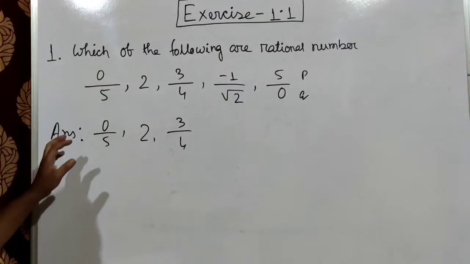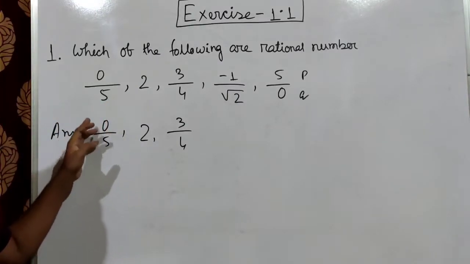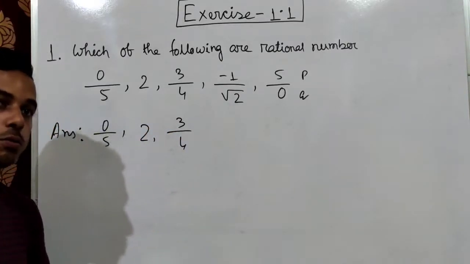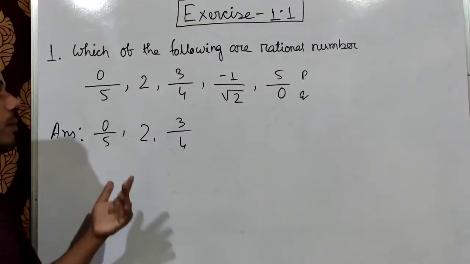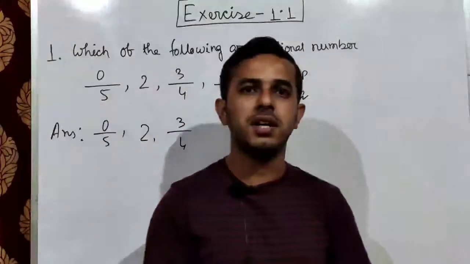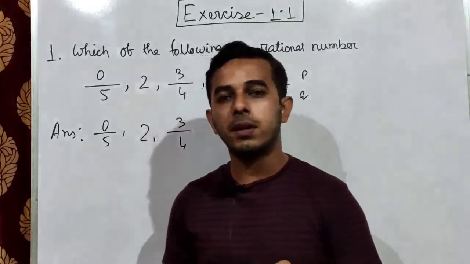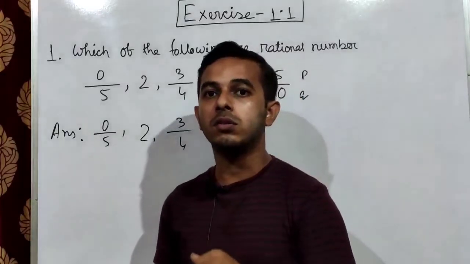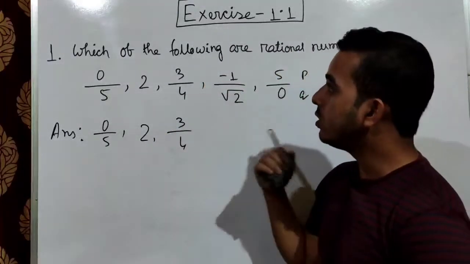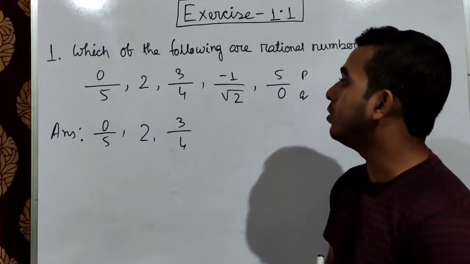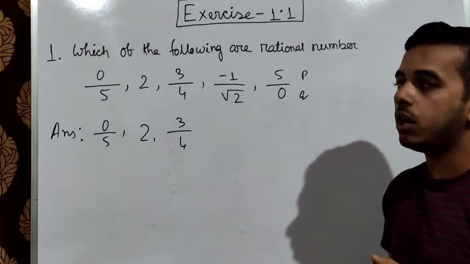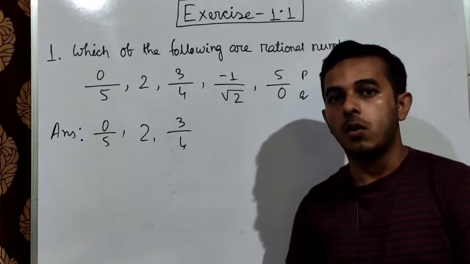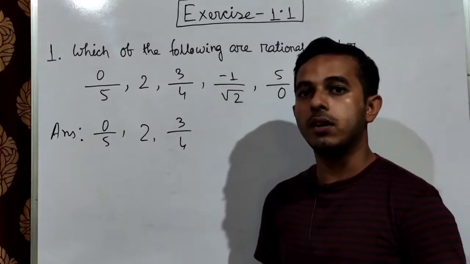So the rational numbers from the given numbers are, first 0 by 5, next 2, and next 3 by 4. I hope this is clear to you, right? For finding these, it is very easy. For finding rational numbers, just follow the criteria: both p and q must be integers and q will never be 0. So with that we found the rational numbers from the given numbers.